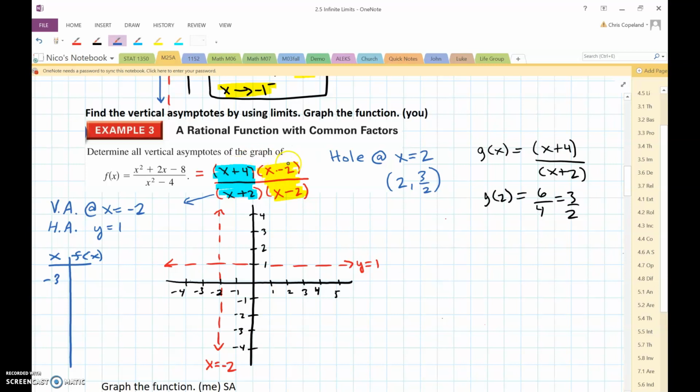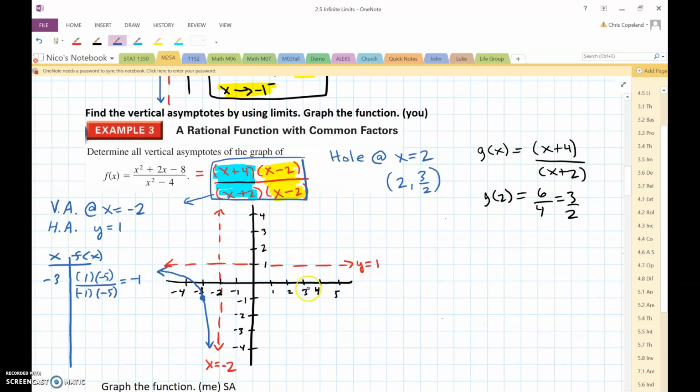When x is -3, I'm going to plug it into this. This would be +1, this would be -1, and this would be -5. So overall, this is going to be -1. So at (-3, -1), I have a point. So the graph is going to look like that in that region.